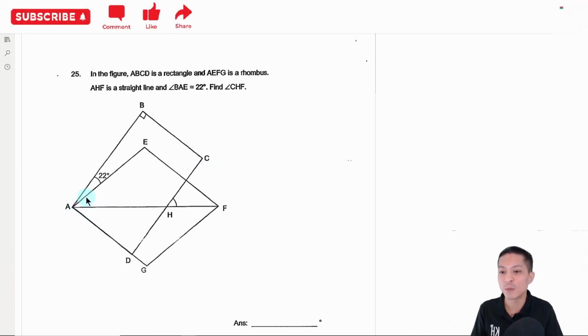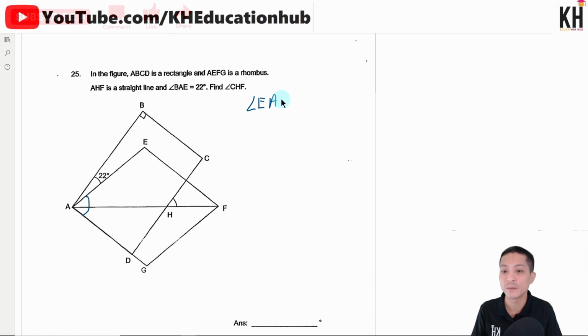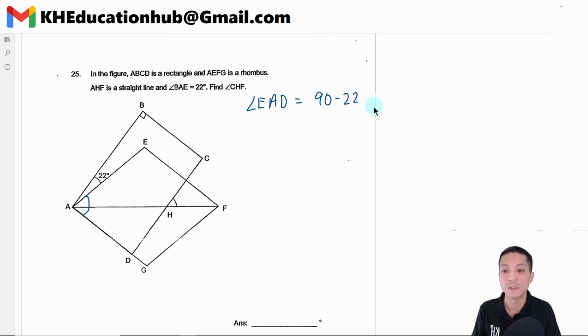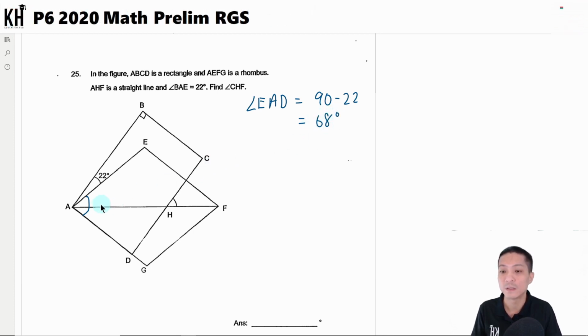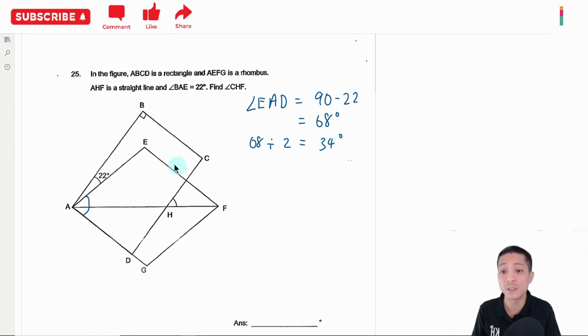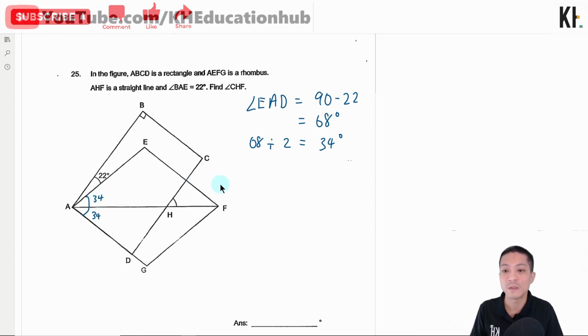Okay, so the first angle that I'm gonna find is this over here. Angle EAD is 90 minus 22, because this is a rectangle, so over here is 90. So 90 minus 22 will give me 68 degrees. Then next I'm gonna do 68 divided by 2, which will give me 34 degrees because this is a rhombus. So this is 34, and this is also 34.